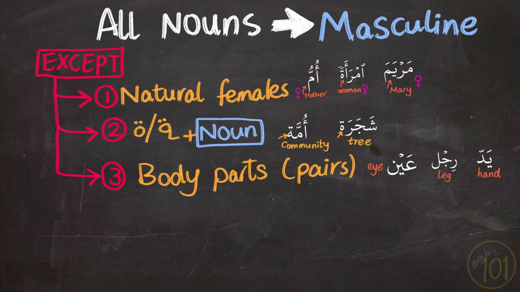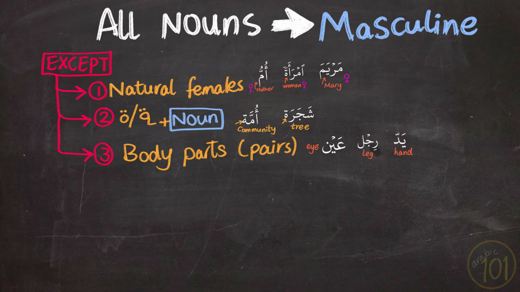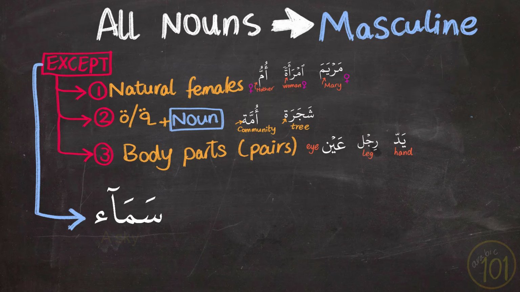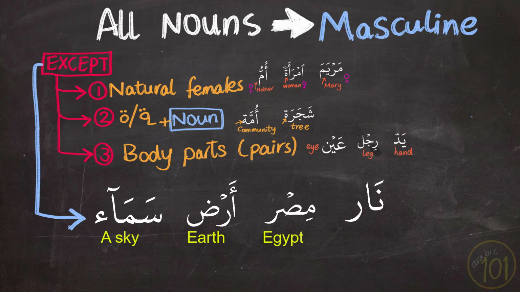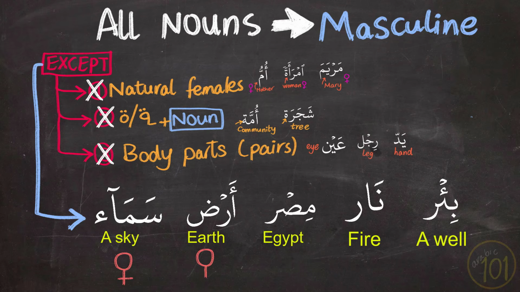So any word that does not belong to any of these categories will automatically be grammatically masculine. There are, as I mentioned, some exceptions to this rule, but again, there are very few words found in the Quran. Like for example, the words sama, sky, ard, earth, Misr, which is Egypt, nar, which means fire, bi'r, which means a well. None of these words refer to a natural female. They do not end with a ta marbuta, and they are not body parts either. Still, all of these words are treated as feminine nouns.